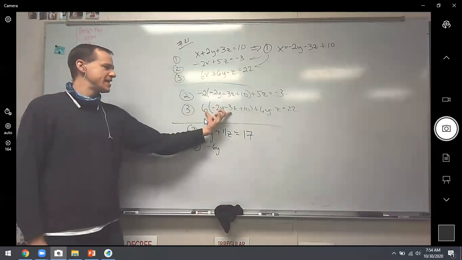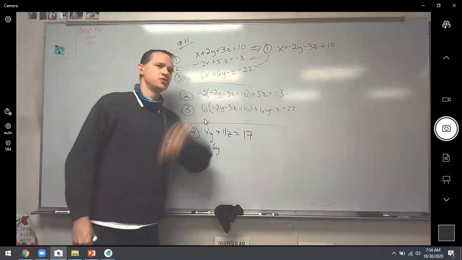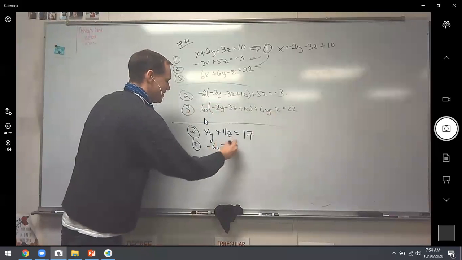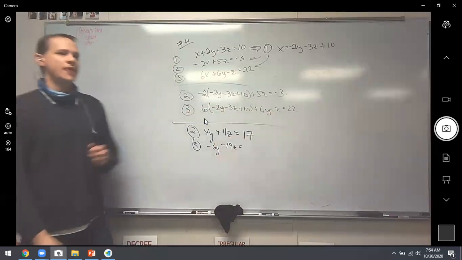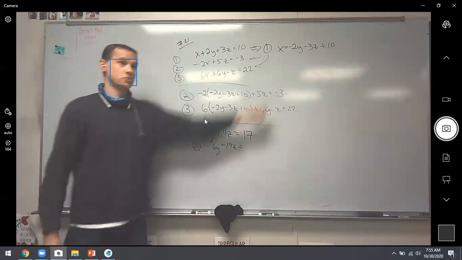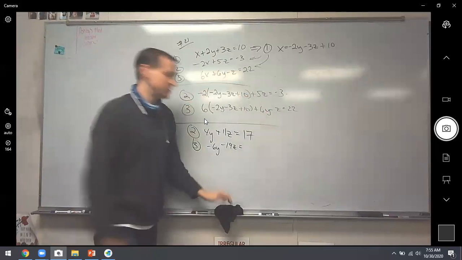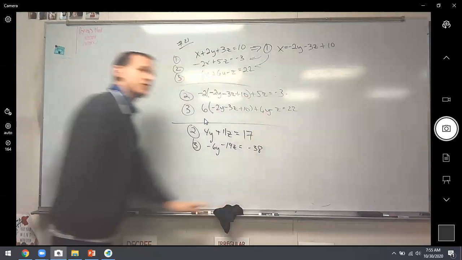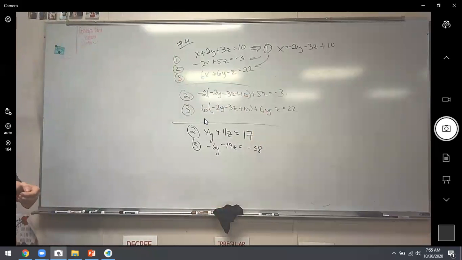Z's, I'm seeing negative 18 minus 1 more, so negative 19 z's. And there are some numbers over here. There's a 6 times a 10, so that's 60. But of course, we'll subtract that over the other side. And 22 minus 60 is negative 38. So here's my setup for this.